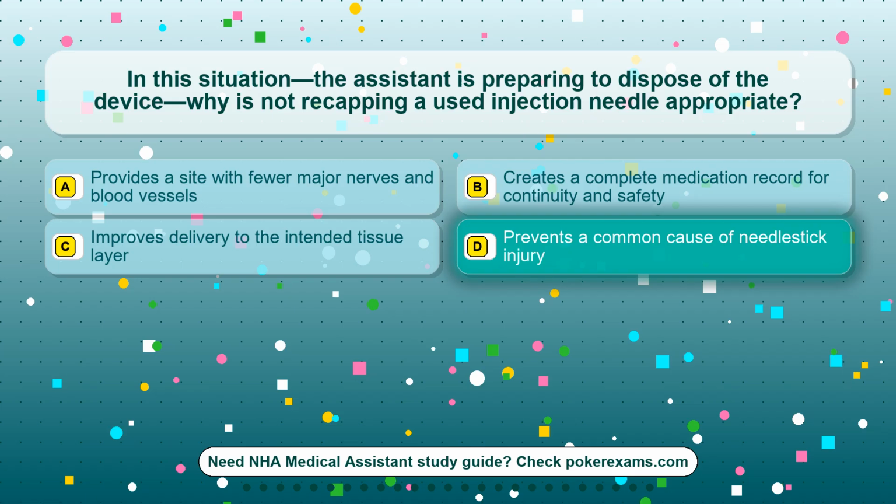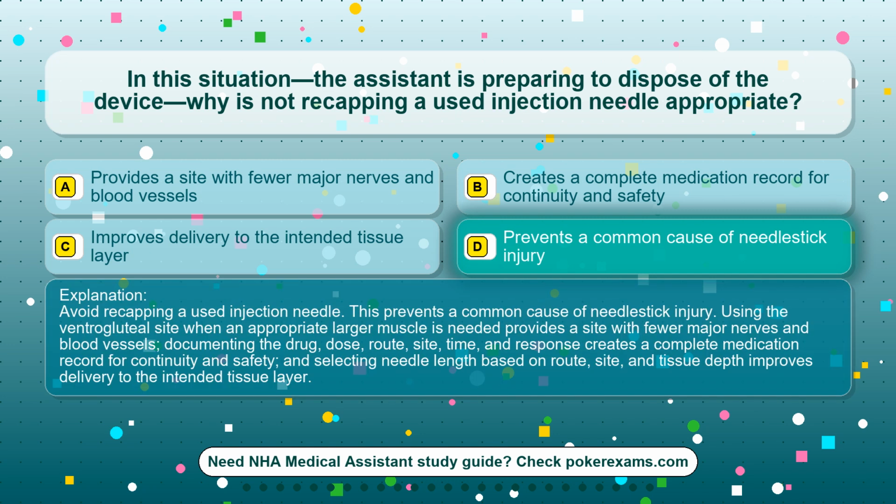The correct answer is option D. Prevents a common cause of needle stick injury. Avoid recapping a used injection needle. This prevents a common cause of needle stick injury. Using the ventrogluteal site when an appropriate larger muscle is needed provides a site with fewer major nerves and blood vessels. Documenting the drug, dose, route, site, time, and response creates a complete medication record for continuity and safety, and selecting needle length based on route, site, and tissue depth improves delivery to the intended tissue layer.